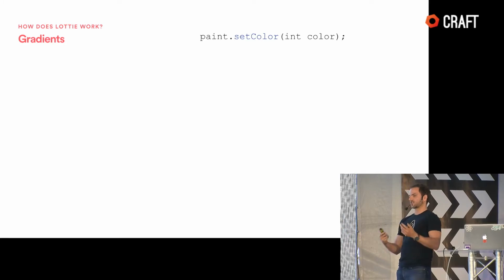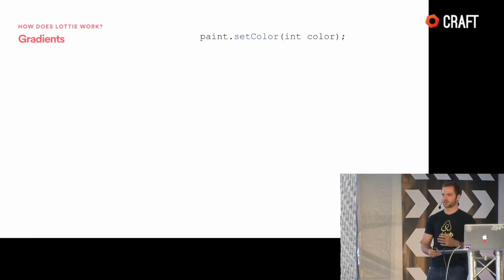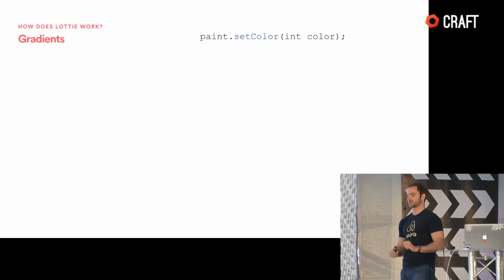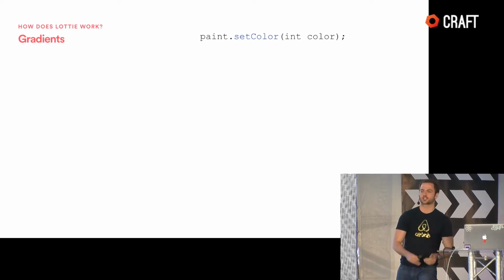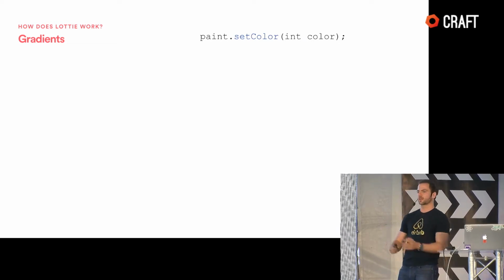So how do we actually do that under the hood? On Android, it's a little bit unintuitive at first. For a fill or a stroke, it's pretty simple. There's this paint object, and we can call set color. This is a color int. It's like the bitmap of all the RGB channels and the color. Pretty simple. But this is clearly not enough information to show a gradient.